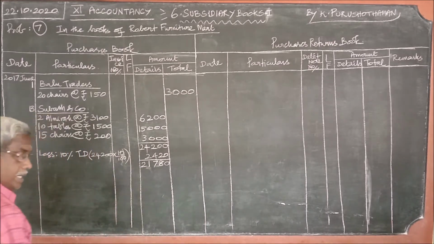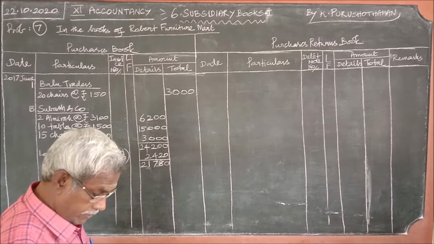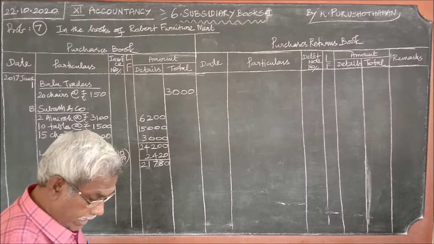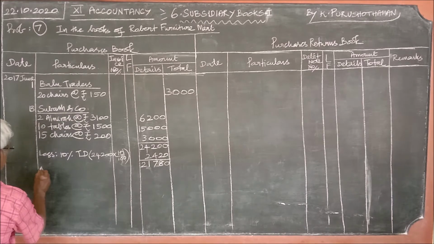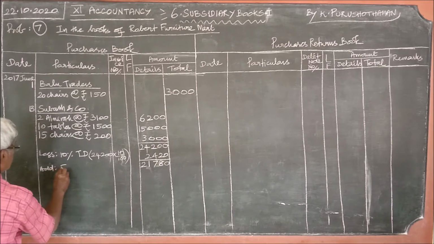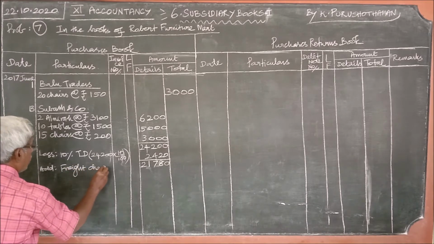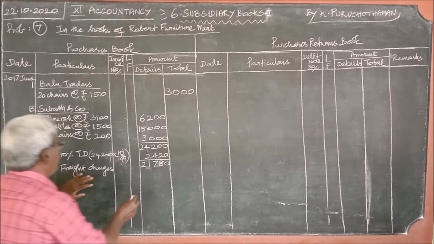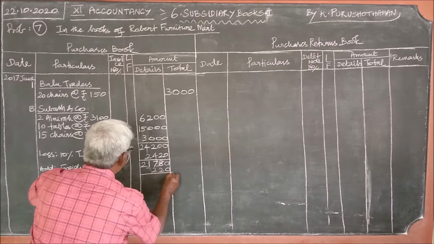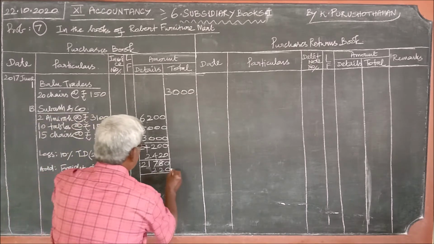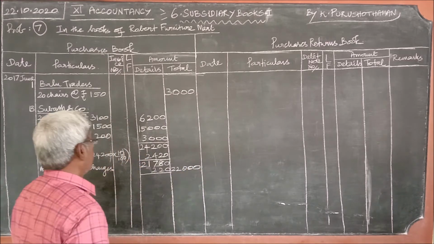Yes. Then with this, the freight charges should be added. They have given the instruction in the problem itself. Add freight charges of 220. Then it will be 22,000.